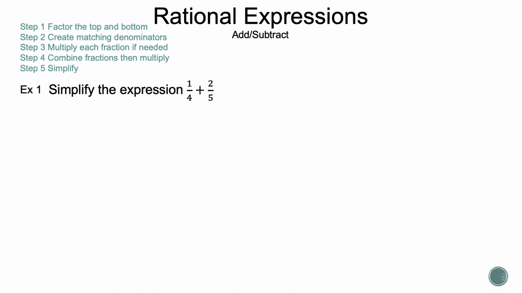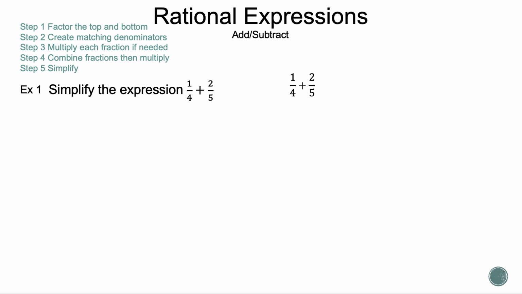Now, let's read the question. Simplify the expression 1 over 4 plus 2 over 5. Now, let's start with adding fractions that don't have any variables and work our way up to ones that do. Let's write down the expression 1 over 4 plus 2 over 5 so we can show our work. Since we have proper fractions that are already in simplified form, we don't need to factor.